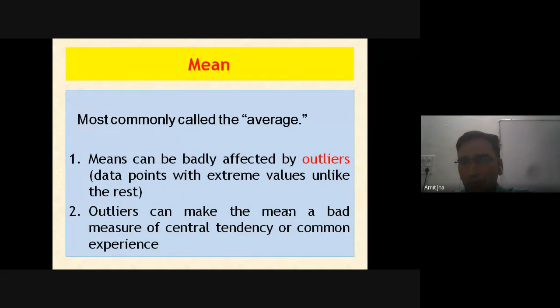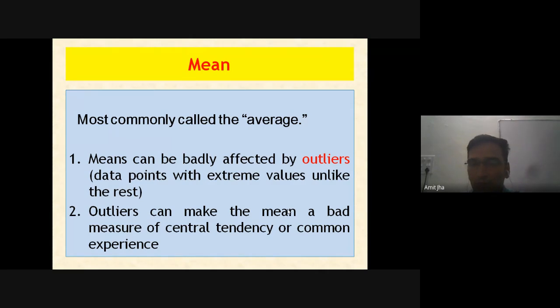If we talk about the mean, it is most commonly called the average or arithmetic mean, as we know very well. It is simply obtained by summing all the values and dividing by the total number of objects. But it can be badly affected by outliers.